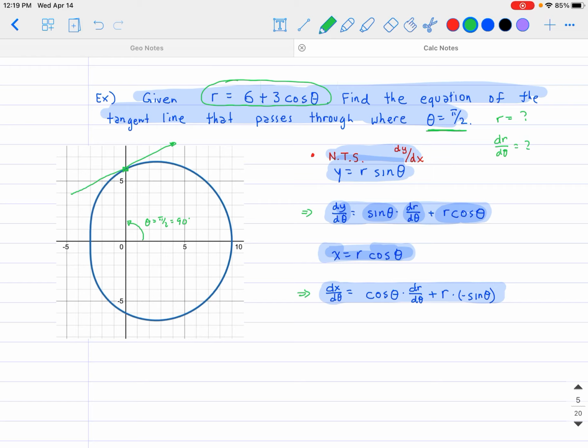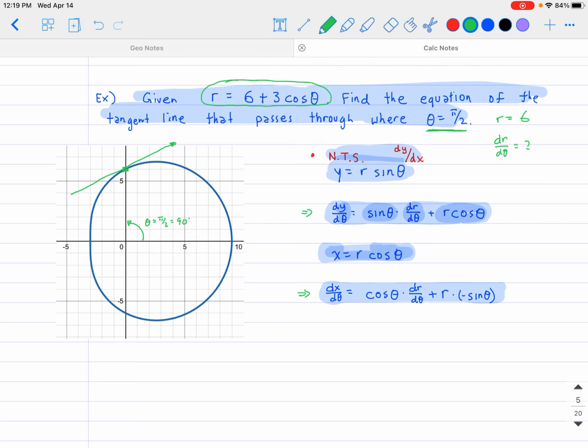So if I plug theta equal to pi over 2 into the polar equation, I'm going to get 6 plus 3 times cosine of pi over 2, which is equivalent to 6. So that right there is the first part of it. So r is going to be equal to 6.